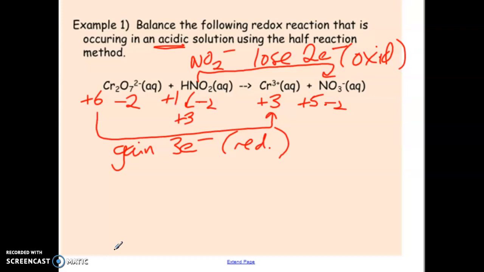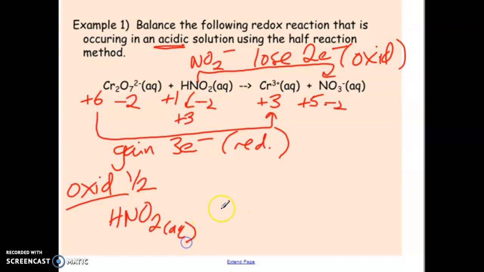Now, it's important when you're writing a half reaction and something is with other elements, you have to keep them together. So we'll do our oxidation half reaction first. Nitrogen is the actual element that is doing the change, but we can't forget the different things that nitrogen is with in this molecule. So on the reactant side, we're going to have HNO2, and the product side is going to be 2 electrons, of course, because they're losing 2 electrons, plus NO3.